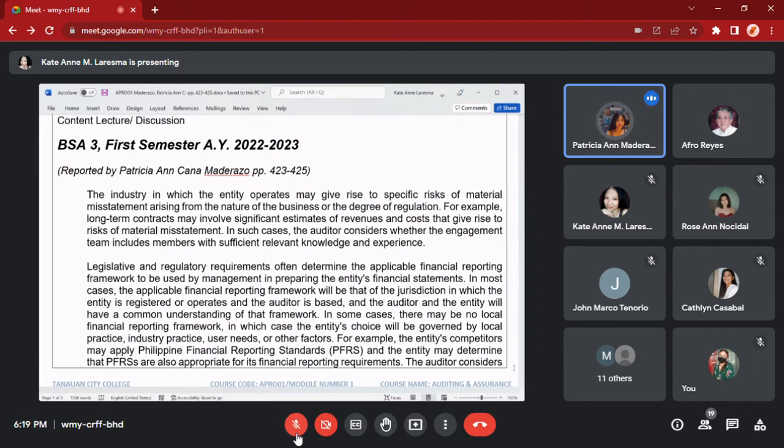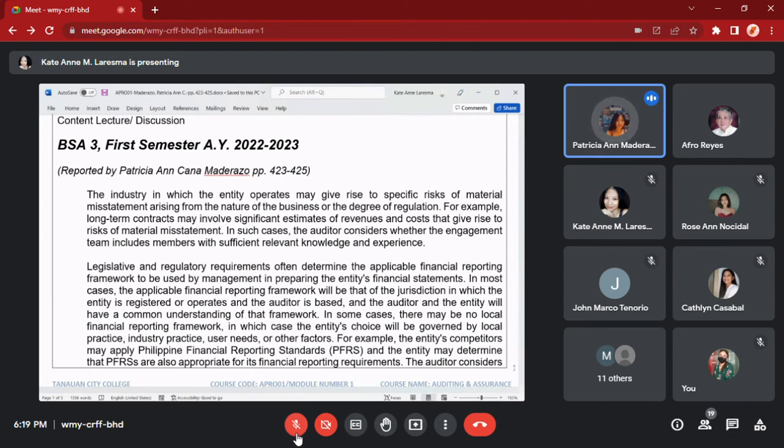Long-term contract, syempre it lasts for about 10 to 15 years po. So dapat si auditor po na knowledgeable siya sa mga taong involved sa contract na ito. Since matagal ang contract, members should have sufficient knowledge and experience para mas maging effective yung audit plan and procedures to mitigate the risk of material misstatement in the financial statements.